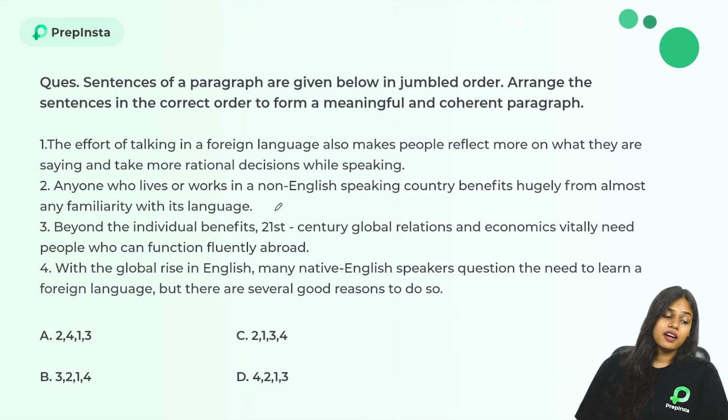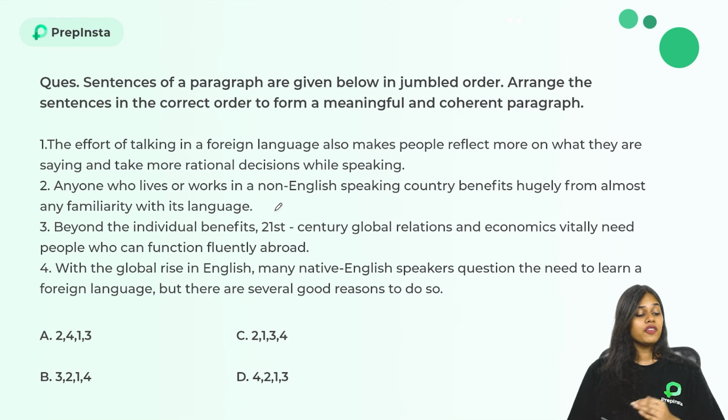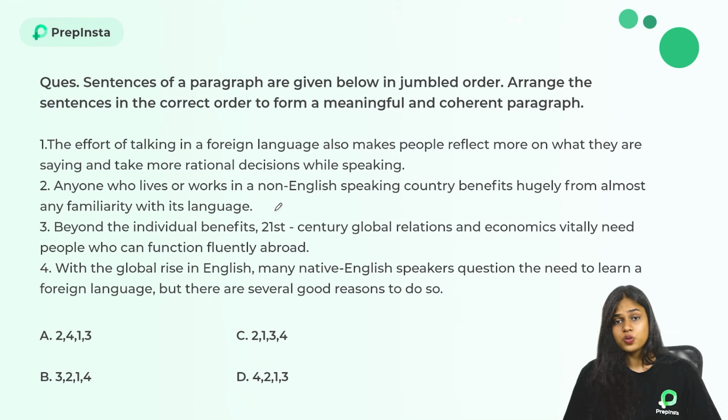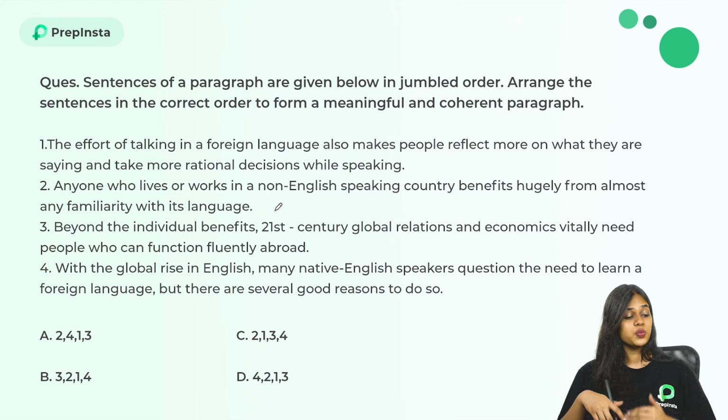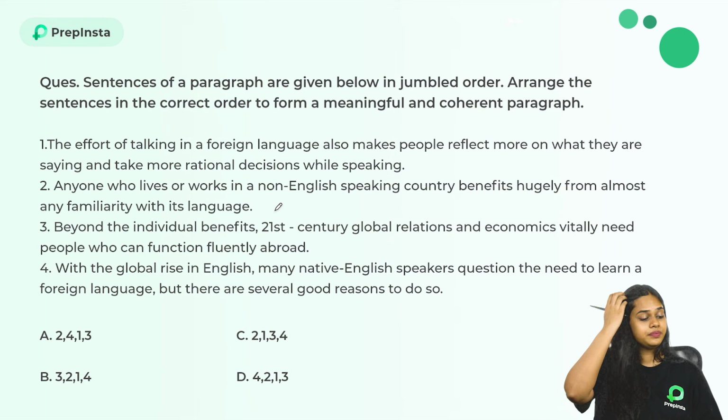Sentences of a paragraph are given below in jumbled order. Arrange the sentences in the correct order to form a meaningful and coherent paragraph. So we have a jumbled sentence question over here. Let's go through the sentences. So we have 1, 2, 3, and 4 sentences which are jumbled together. Let's see the order and the answer.